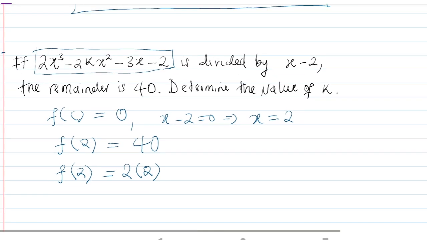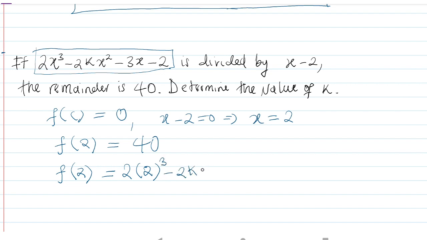Where there is x, I just substitute, I put 2. So this is 2 power 3 minus 2k we are looking for. Then 2 squared minus 3, 2 minus 2. All right. Now 2 power 3 is 8 multiplied by 2 is 16 minus this is 4. This is 2 squared, which is 4 multiplied by 2 is 8.